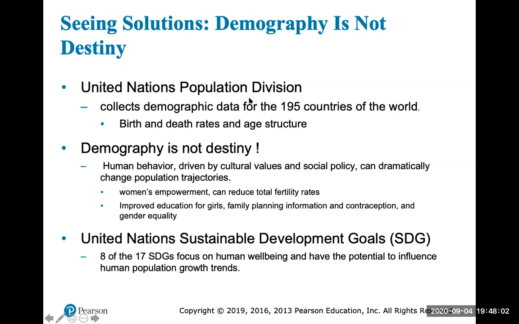Demography is not destiny. So the UN, you can read through this, they collect data for 195 countries of the world. And they're just trying to say here that your human behavior driven by your cultural values and social policy can dramatically change a country or population trajectories. Many times in Africa, where there aren't a lot of women's rights or any sort of birth control mechanisms, you see a really highly increased rate in growth in those countries versus first world countries. The UN is just saying that doesn't have to be the case.